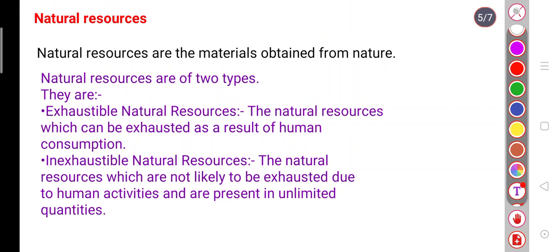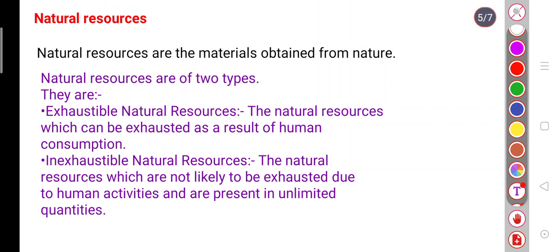What are exhaustible natural resources? The natural resources that can be exhausted as a result of human consumption are known as exhaustible natural resources, and they are also known as non-renewable resources. They cannot be renewed. For example, coal, petroleum, forest, minerals, natural gas, etc.